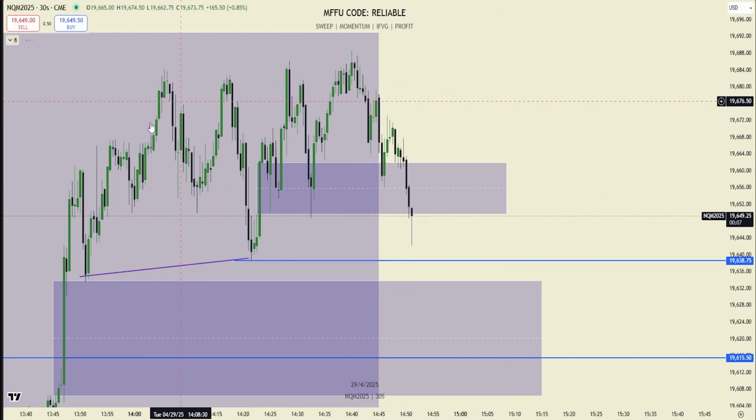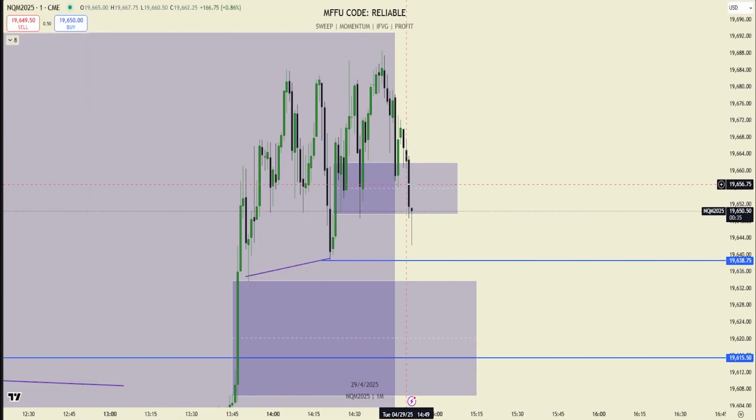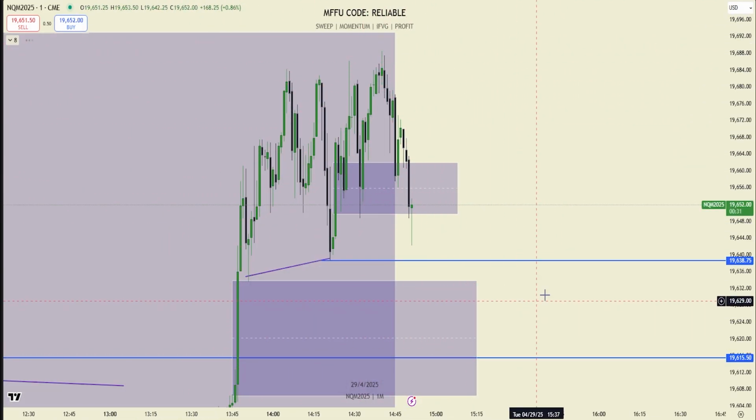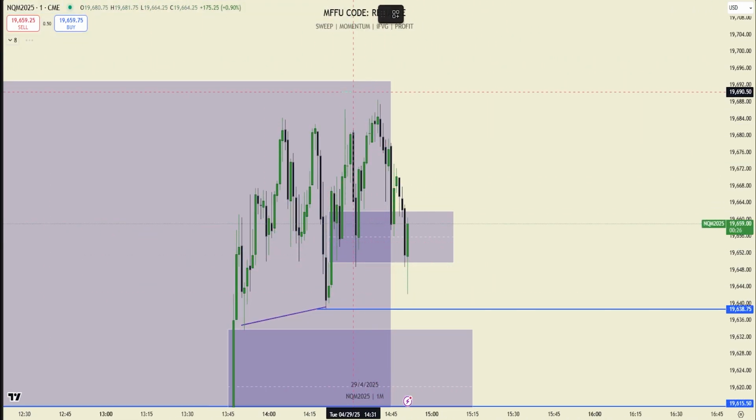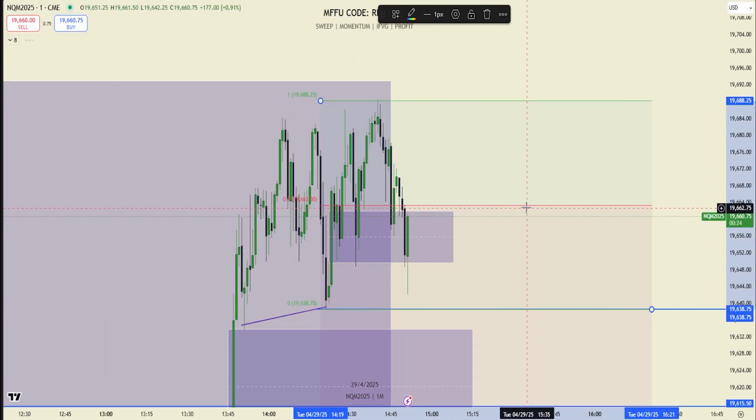Would I take this? No, because we're in accumulation. What I would probably end up taking is either a short from the highs up here or a long from the lows down here. That's the only trade I would take. I wouldn't want a short in discount of this 1 minute range here, right?